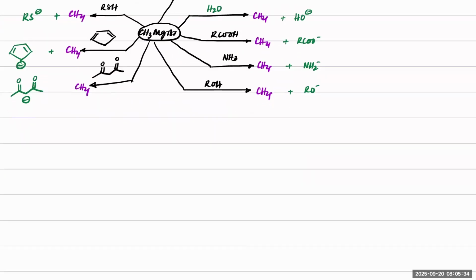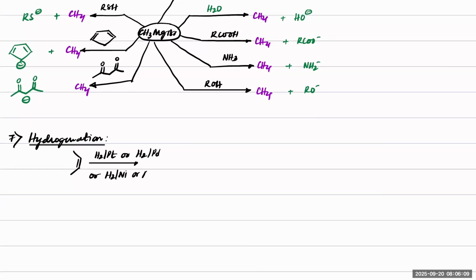Next, seventh one. Now let us see about hydrogenation. Hydrogenation is another preparation for alkanes. This happens for alkenes and so on. You know that if you have any double bond here and then you react with any hydrogenating reagents like H2 with Pt, or H2 with Pd, or H2 with nickel or Raney nickel, all of them will reduce this into alkanes by providing hydrogens.